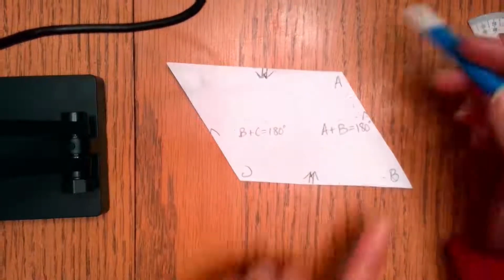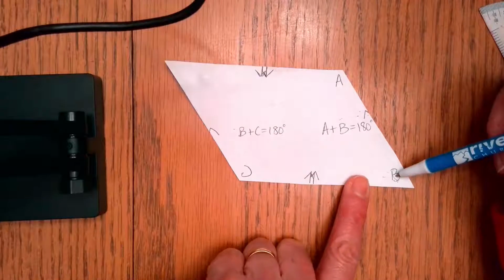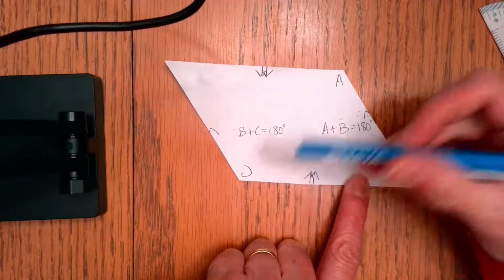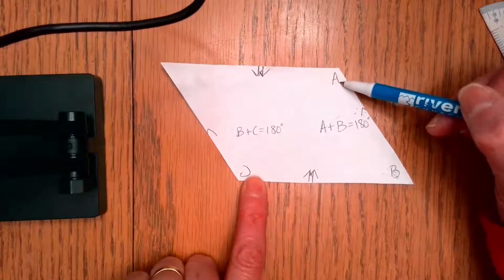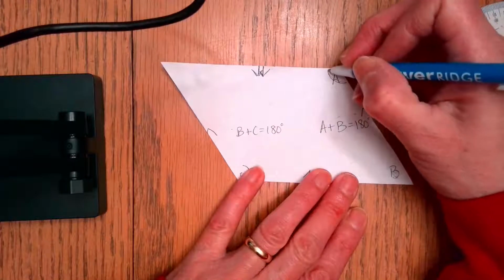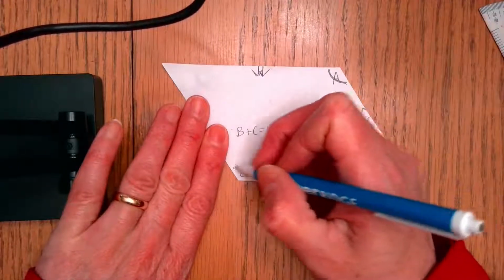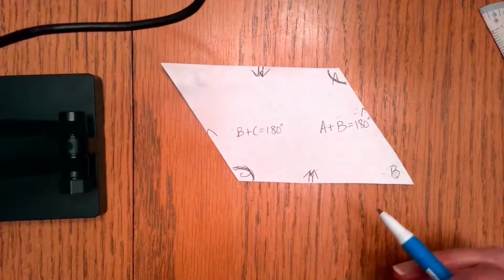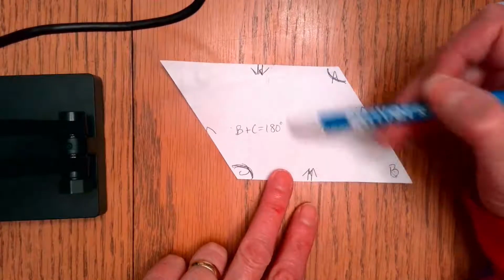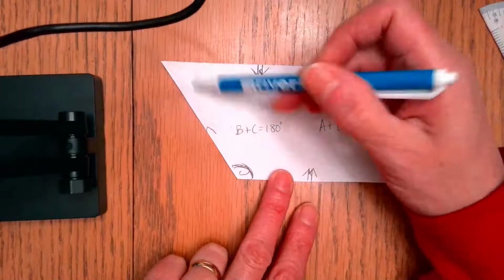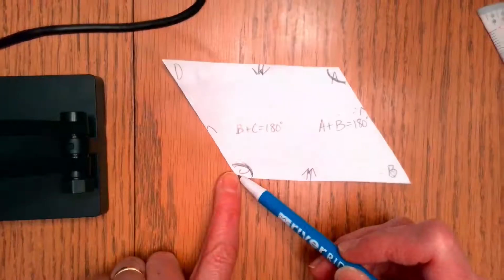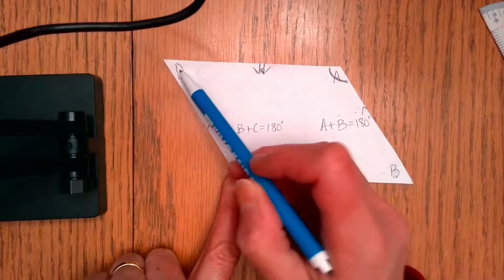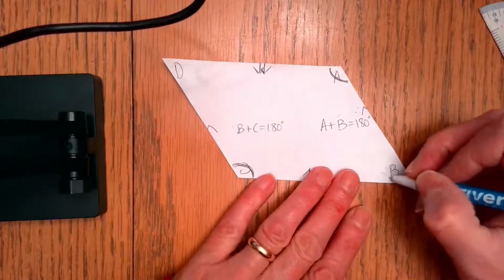So if that's the case, if these two total 180, and this one also totals 180 with that one, then what's that going to mean about these two? And you're absolutely right. That means these two have got to be equal to each other. So this angle right here is going to be equal to this angle right here. So, by the same idea, if these two sides are parallel, then these two angles should total 180. We'll call it D. So if D and C total 180, but C and B total 180, then what's that mean about D and B? Yep, they have to be equal.